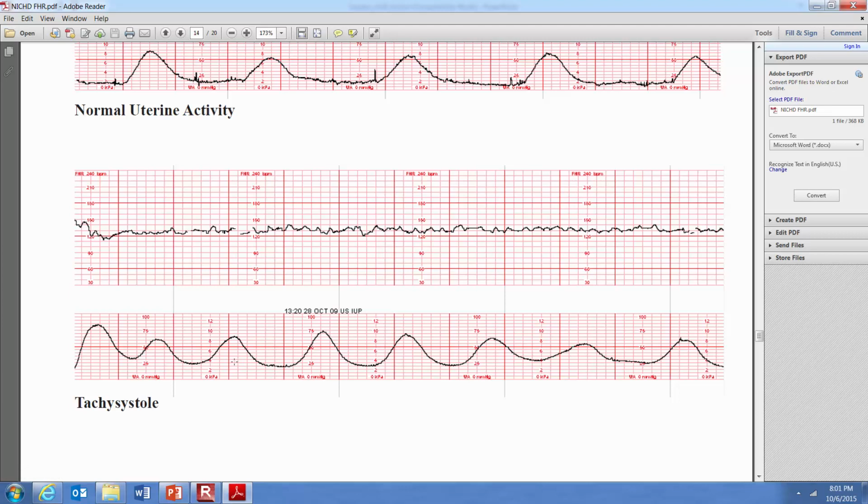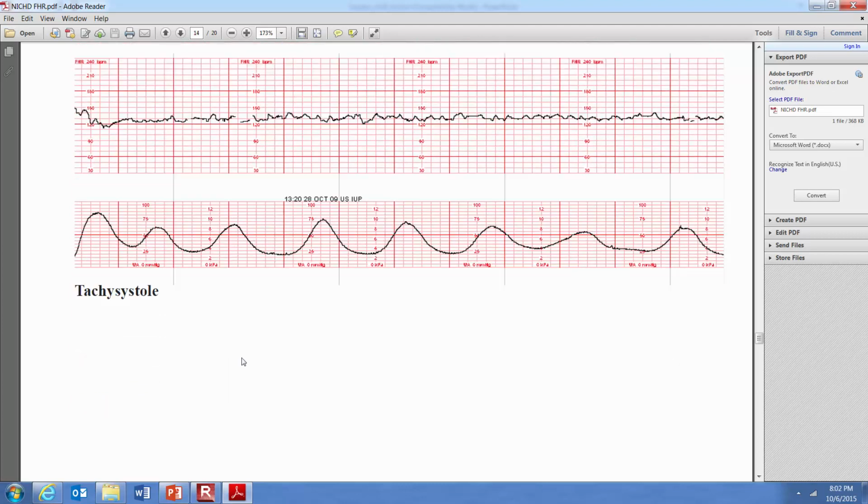Well, a normal contraction pattern we want to see in labor, at least we want to see contractions every 2 to 3 minutes, okay? So every 2 minutes. So if you have contractions every 2 minutes, well then in 10 minutes you have 5 contractions. I don't want any more than that. I don't want more than 5 contractions in 10 minutes. I don't want my contractions any closer than 2 minutes. If I do, they have tachysystole.